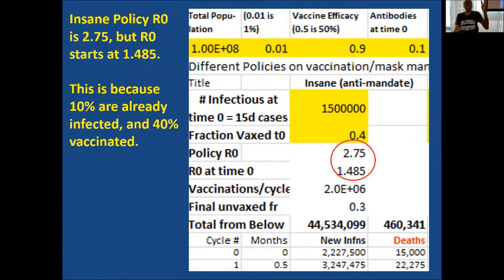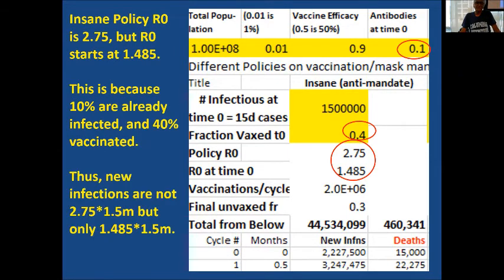So that means that close to, it's not quite 50%, because there are some people who are going to be both infected and vaccinated. So you have to deal with that. So you end up with something close to 50% are immune. And so the effective R naught is roughly half of the 2.75. So that's why the new infections then, it's not 2.75 times 1.5 million, but 1.485 times 1.5 million. So you get this 2.2 million.